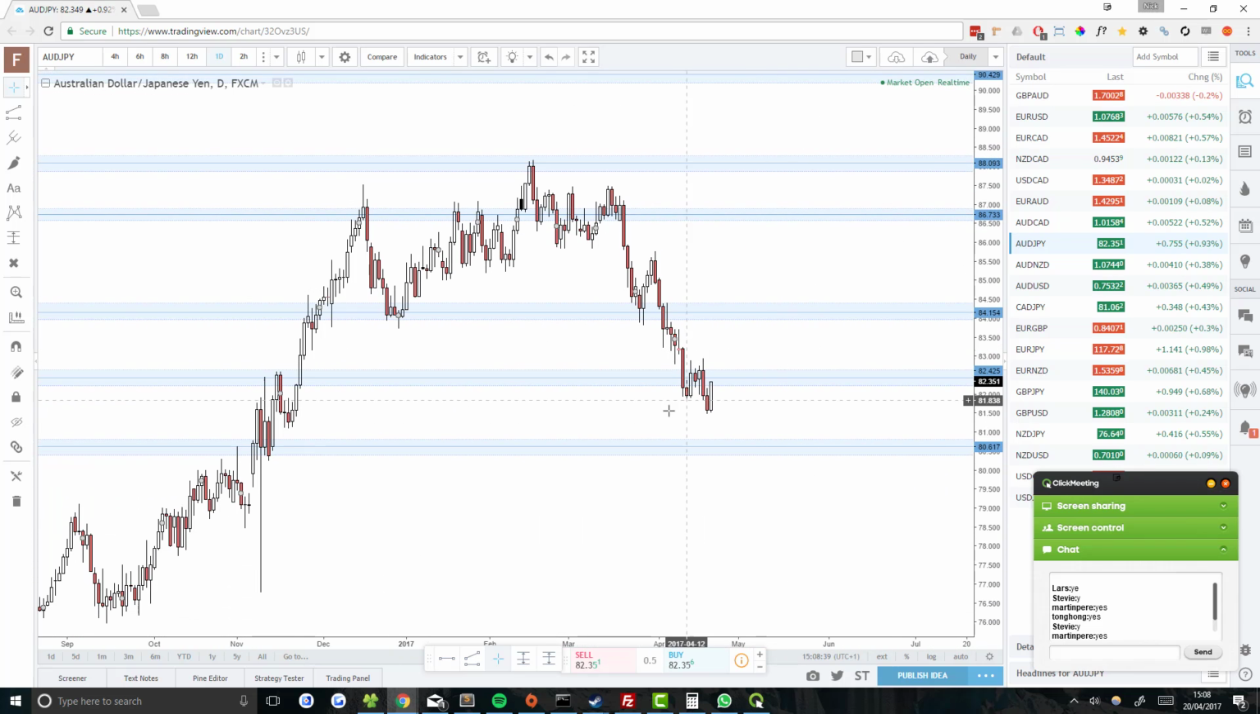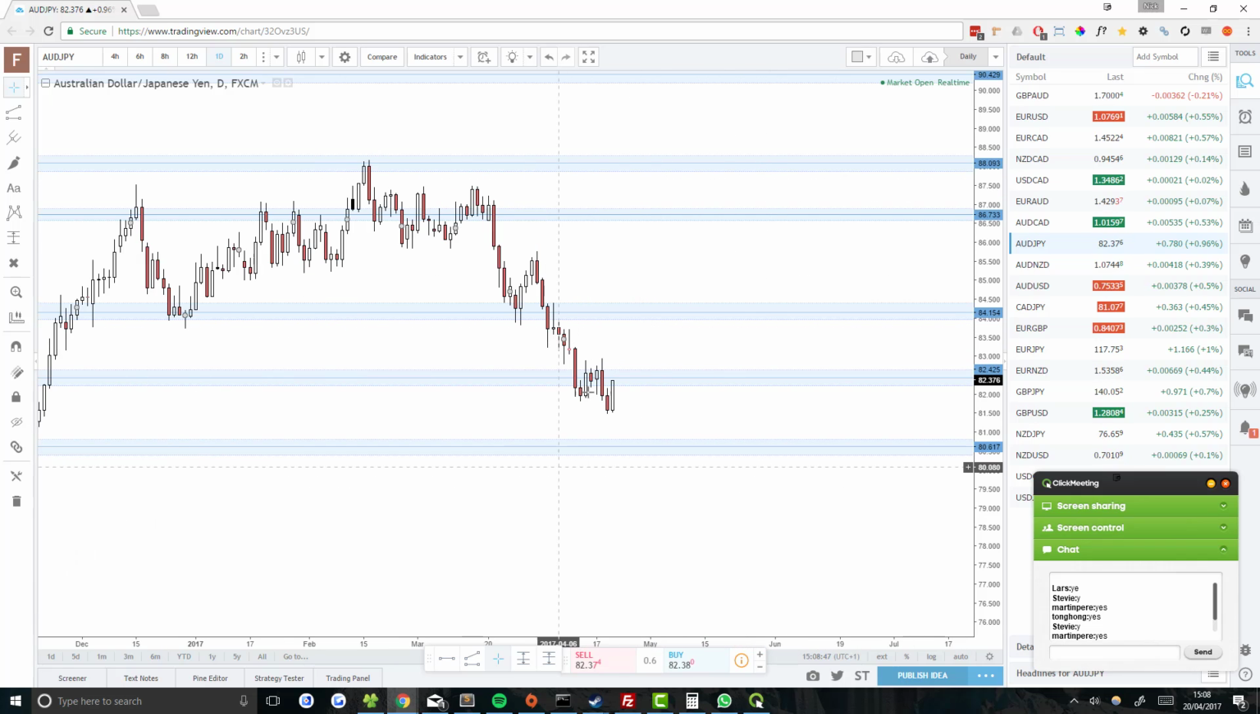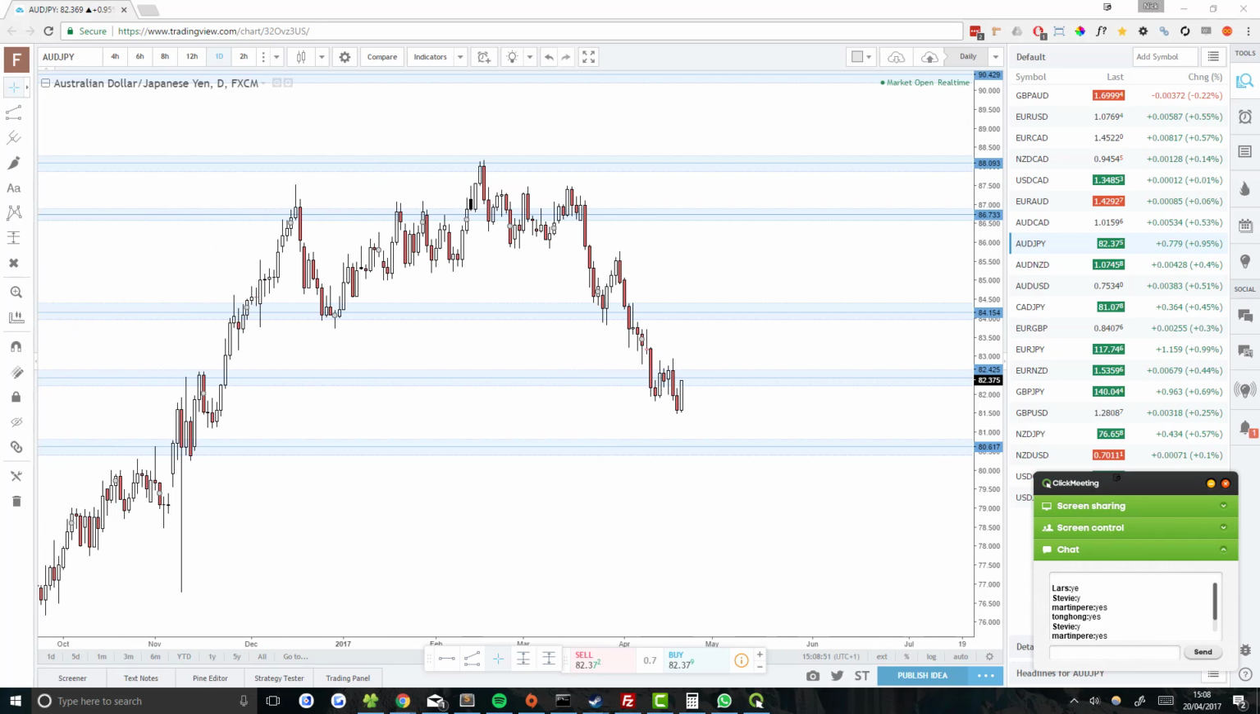Yeah, we could be in for a nice continuation reversal here. Price is trending down pretty heavily on AUDJPY. It's a very strong, very steep downtrend. So price is trending down heavily. It's broken below the support area. So it broke below support and now it's come back up to it.